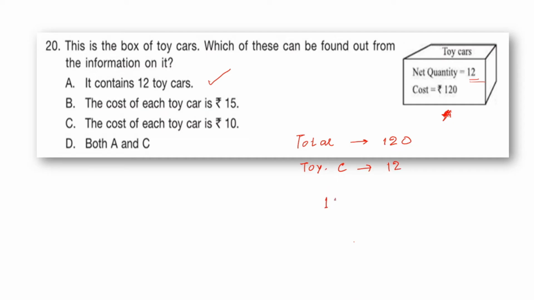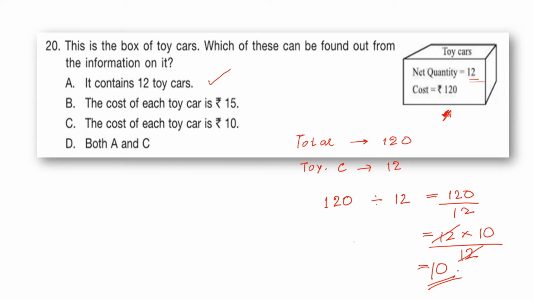Hence, what we need to do is 120 divided by 12, because 120 is divided by 12 equally. Let me break 120 as 12 times 10, and this is 12. I can easily remove the 12 and I am left with 10. So the price of my toy car is 10 rupees. That means A and C both are correct. Hence our right option is option D.